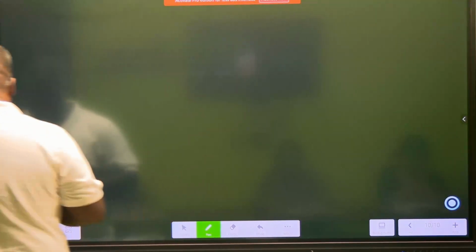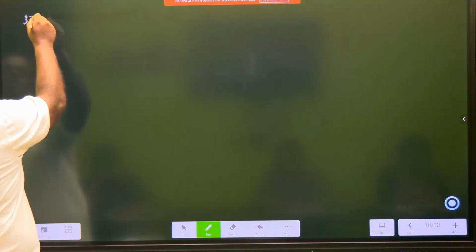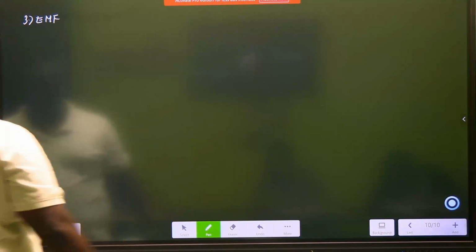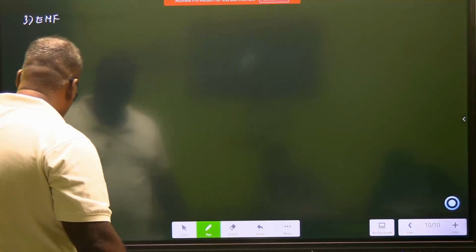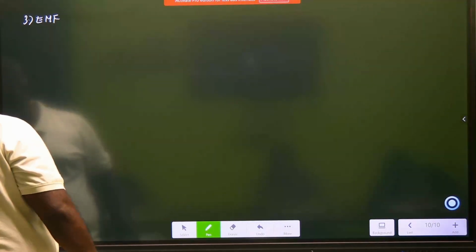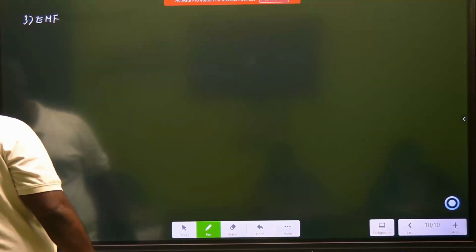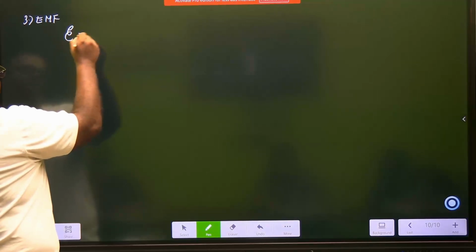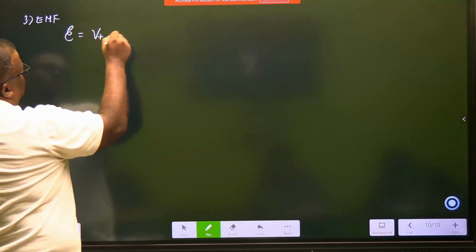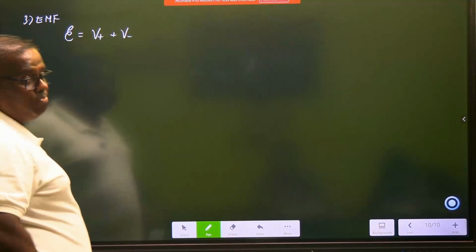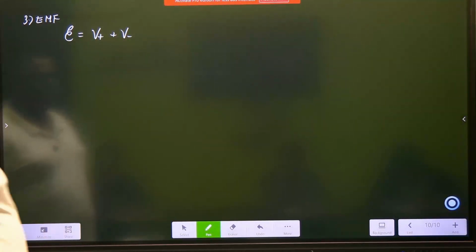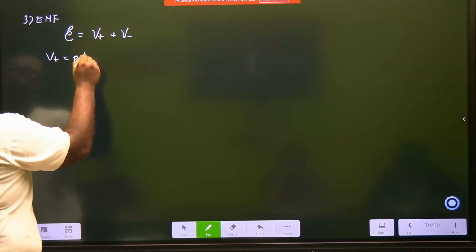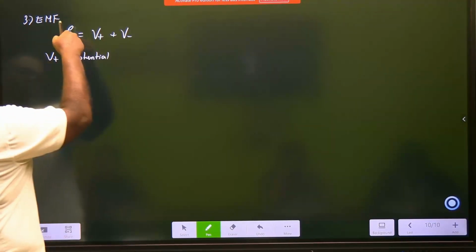So, the structure we have seen. Our third topic is EMF. These are all under cells. EMF stands for electromotive force. So the EMF of a cell is the sum of V plus and V minus. Okay, let's see what V plus is. V plus is potential. This is energy at the end of the day.